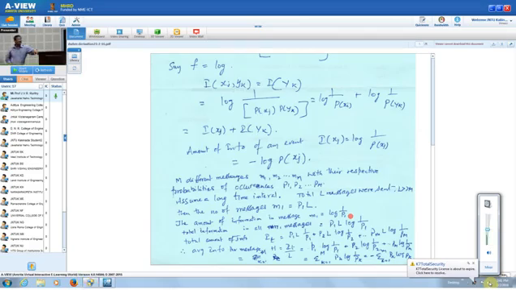Because the number of messages M1 is P1 into L, those many messages. Each has got an information of log 1 by P1. So this is P1L into log 1 by P1. These many M1 messages will be transmitted. So the information will be that much. So the total amount of information IT is equal to P1L into log 1 by P1, plus P2L into log 1 by P2, and so on up to PML into log 1 by PM.